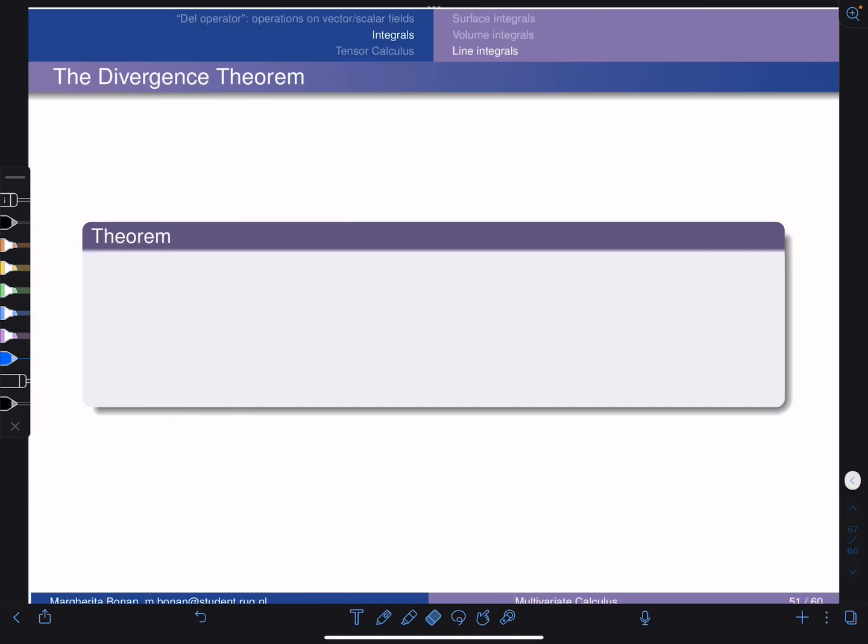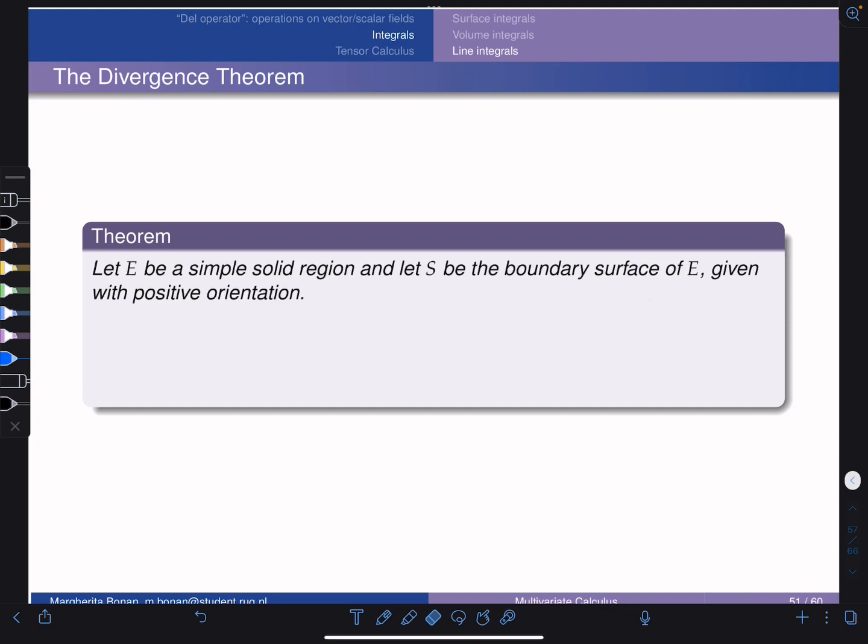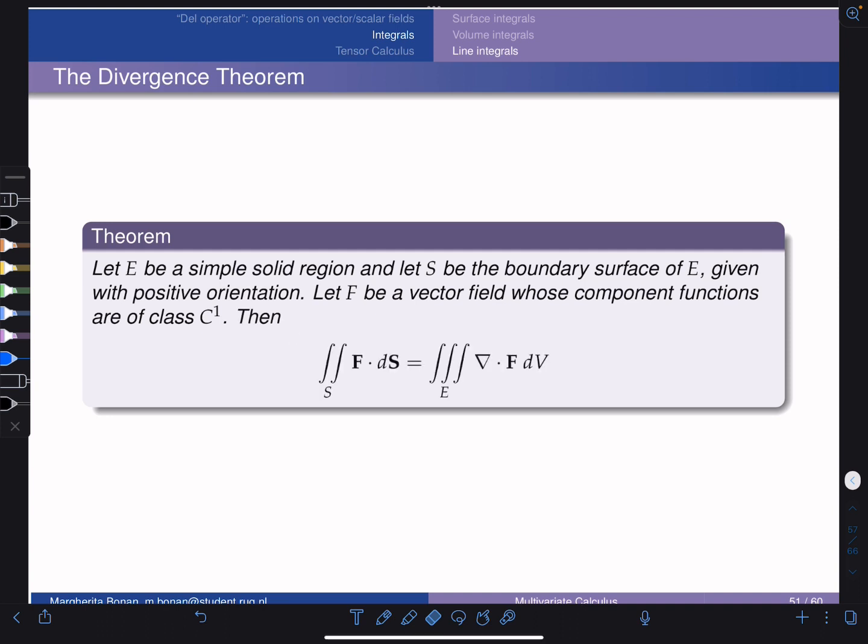Now we're going to state another theorem, the divergence theorem, for which we let E be a simple solid region and S be the boundary surface of E. Then we give E positive orientation. If we let F be a vector field with components of class C1, then the double integral on the surface S of the vector field is equal to the triple integral on the volume E of the divergence of F. What does this mean?